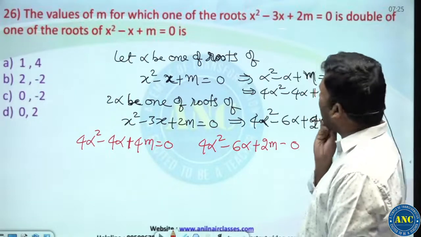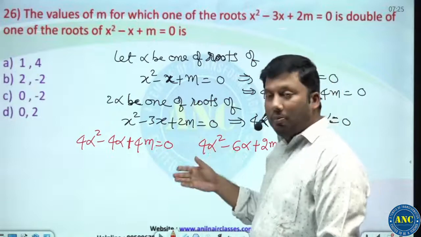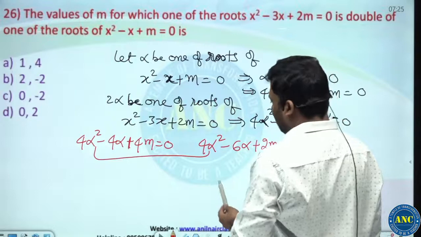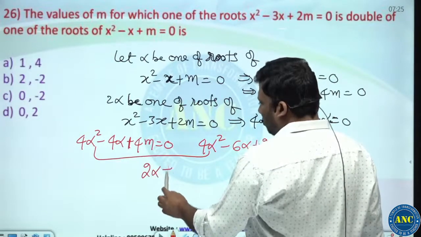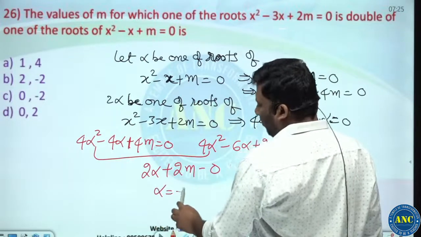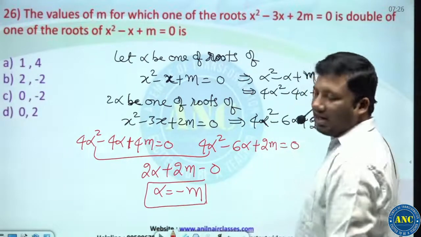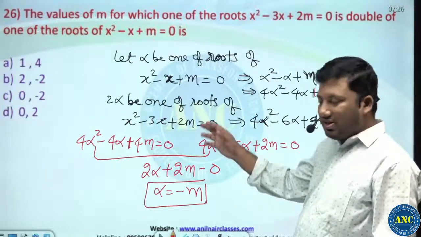Now if you see the answer, if I go by this traditional approach, 4 alpha square minus 4 alpha square cancel. So this will be 2 alpha, 4m minus 2m plus 2m equivalent to 0. Alpha equivalent to minus m. If the question contains variables and the answer contains variables, ideally this approach should not be used. There is a better approach.